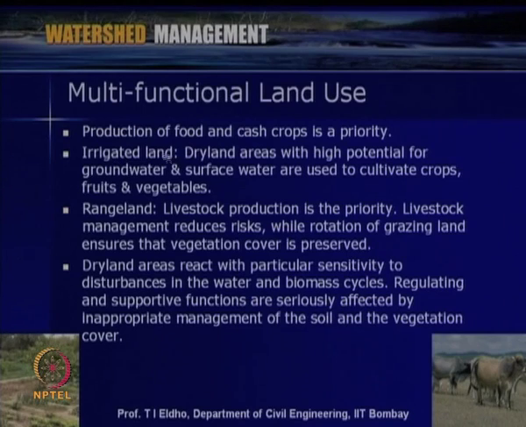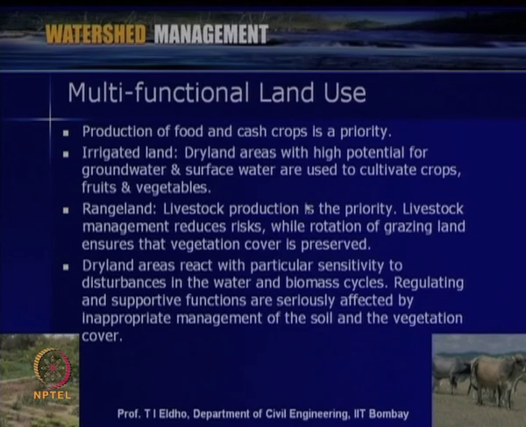Then irrigated land, wherever the possibility of irrigation is there. Dry land areas with high potential for groundwater and surface water are used to cultivate crops, fruits and vegetables. We have to plan the agriculture in such a way that we see whether there is any option for irrigation, whether sufficient groundwater we can pump out, and then we can increase the possibility of irrigation. That way we have to see as far as irrigated land is concerned.